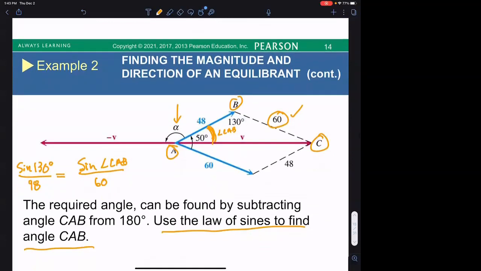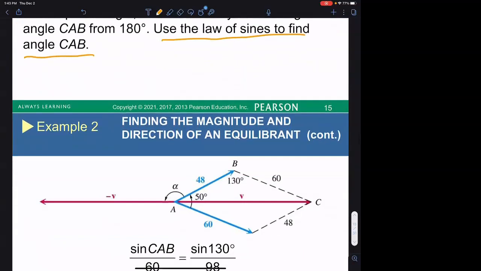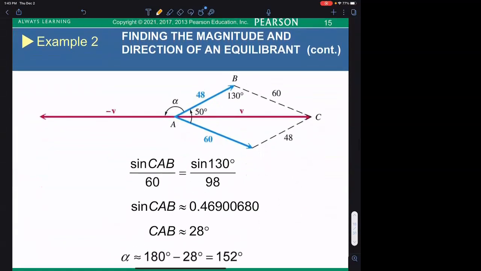So by setting that up in the law of sines, we can solve for the sine of angle CAB and figure out the inverse sine angle CAB, then subtract from 180 to find alpha. So there's a little process we go through, but they spell it out for us with a little help, hopefully from me. So here they're going through that process. So sine of angle CAB over 60 is equal to sine of 130 over 98. And then if they solve, they got approximately 28 degrees for angle CAB. That's this one here. And so then they can get alpha by subtracting that from 180 and getting 152 degrees.